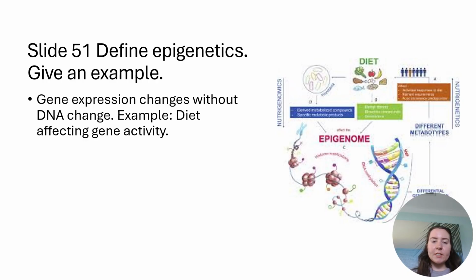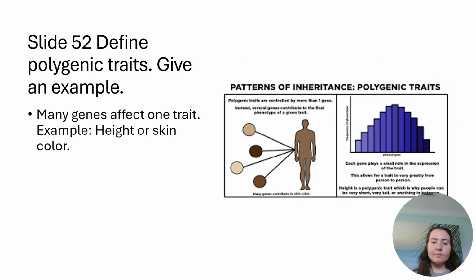51. Define epigenetics. Give an example. Gene expression changes without DNA change. Example, diet affecting gene activity. 52. Define polygenic traits. Give an example. Many genes affect one trait. Example, height or skin color. There's a picture of all the traits and everything.